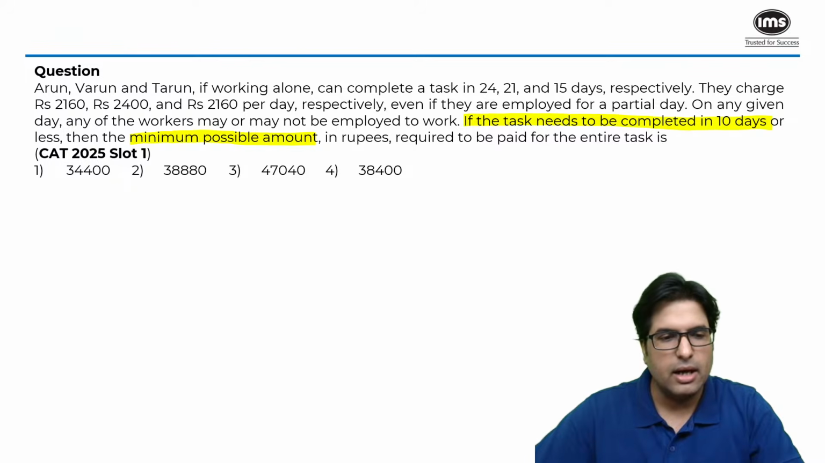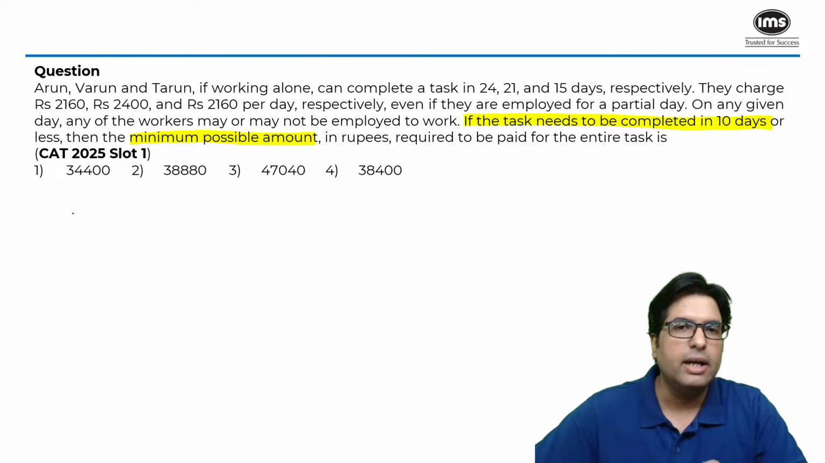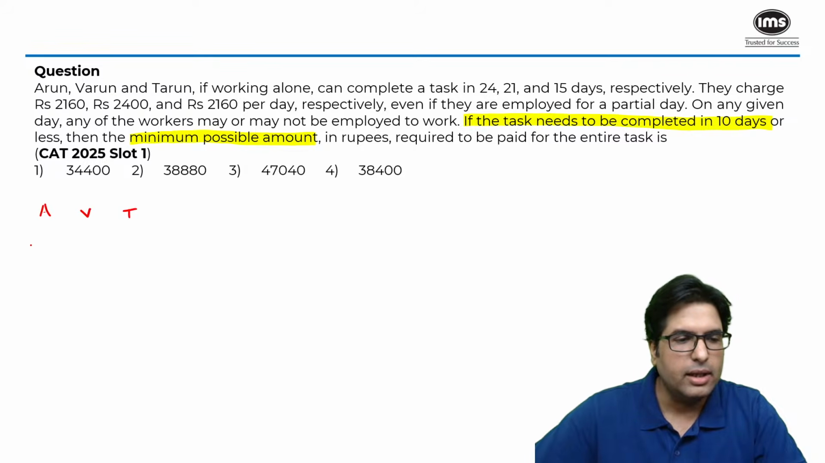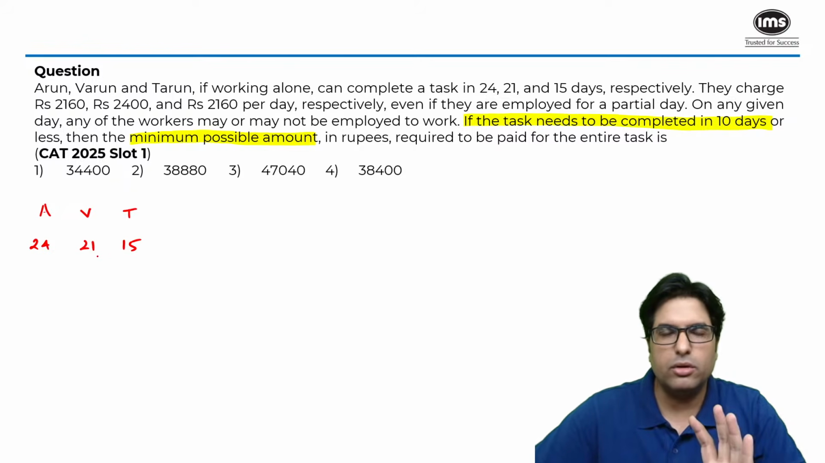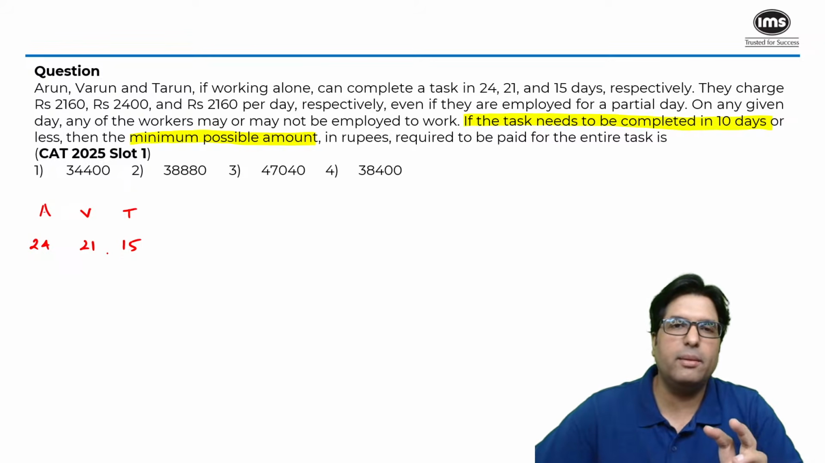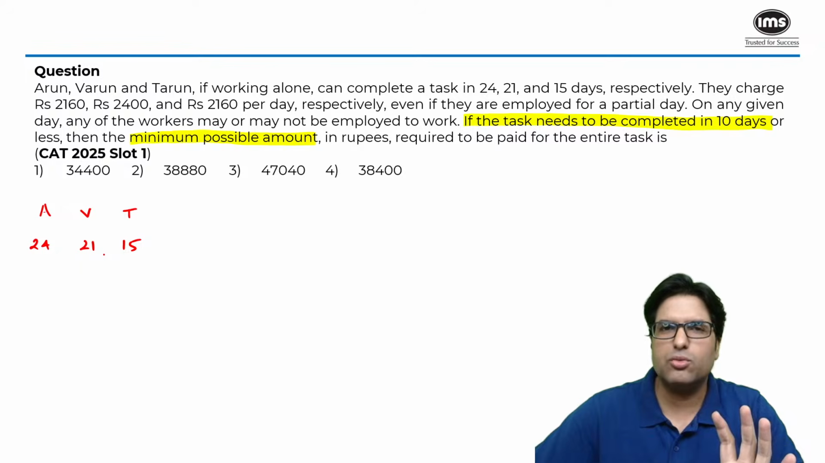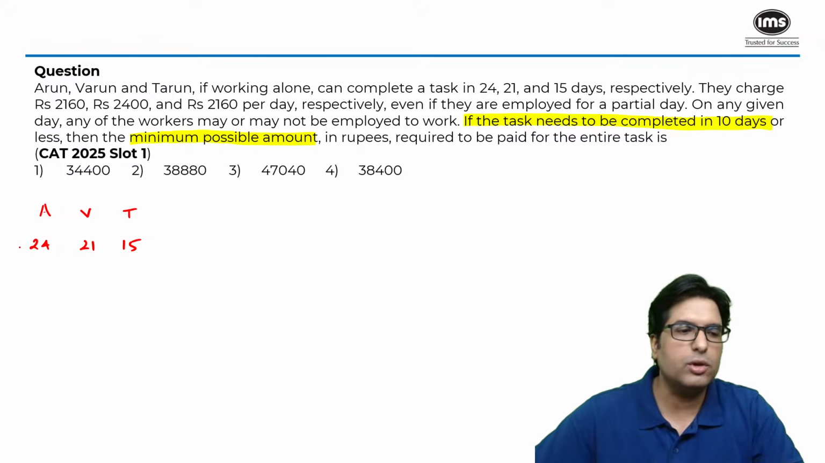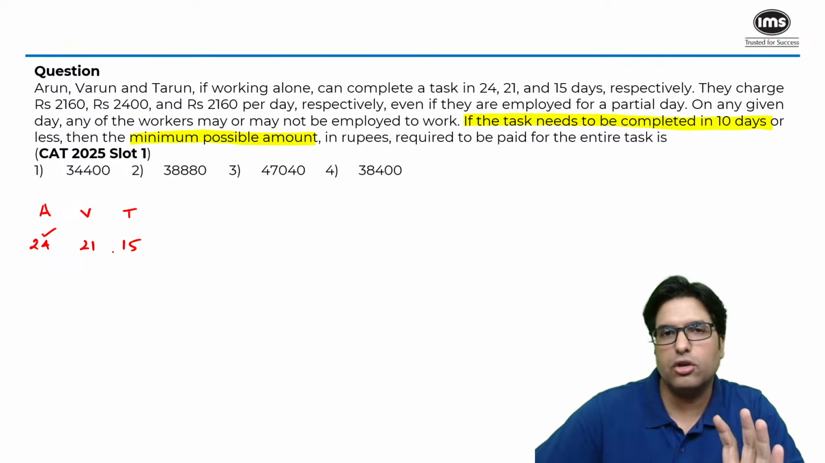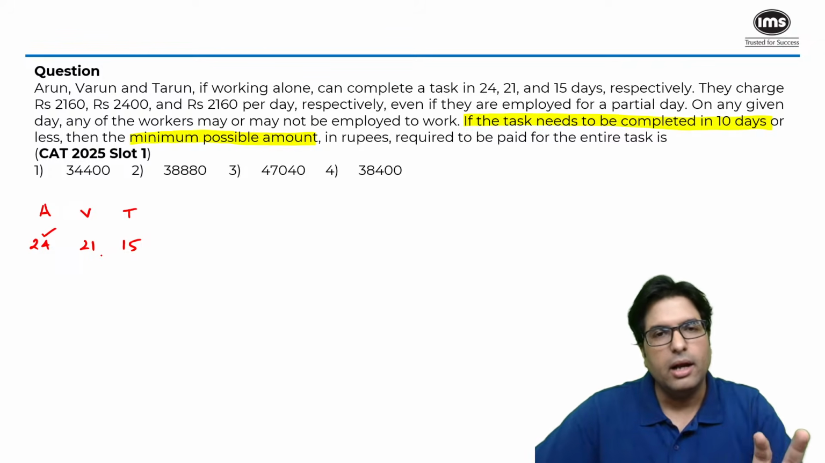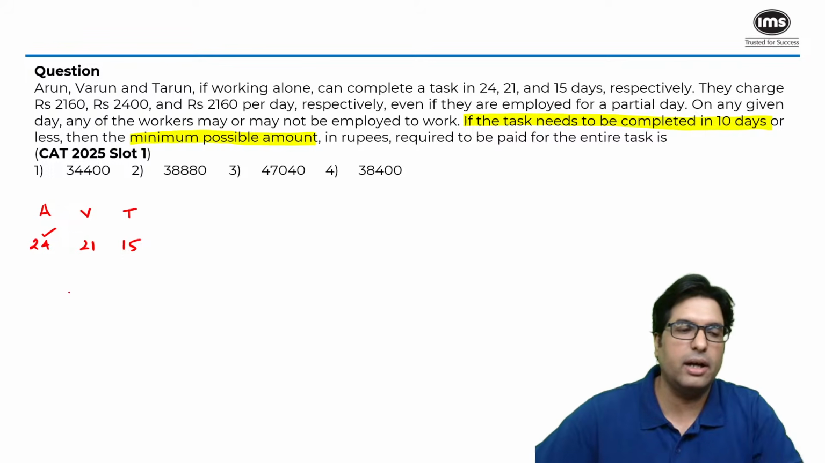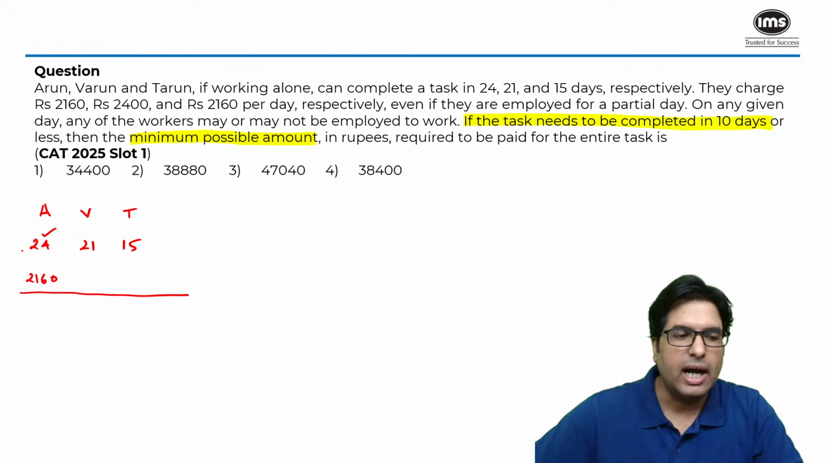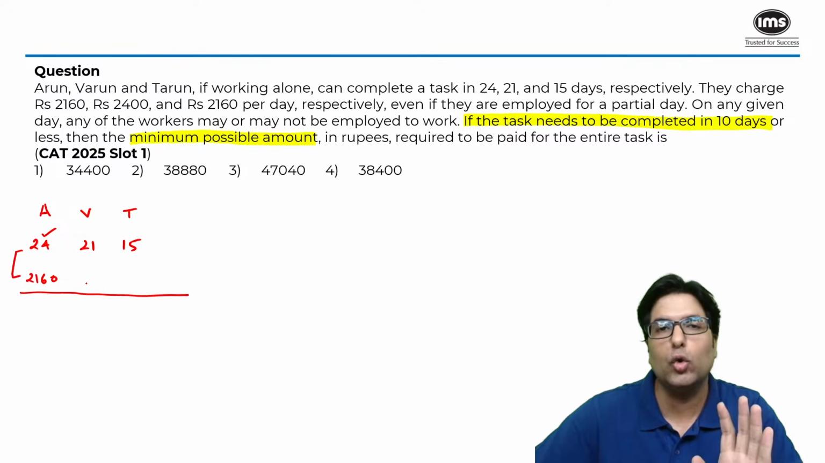So what I'm going to do now is write the amount of days these people take. For example, A, V and T take 24 days, 21 days and 15 days. Suppose I want to get the job done by only one individual at a time. I just want to see how much I will pay them. So suppose I ask Arun to take up this job, take 24 days, whatever you take, and I'll pay you as per the conditions, which is 2160 rupees per day. So what is the total payment I'll be making? I'll be making a payment of 24 into 2160.